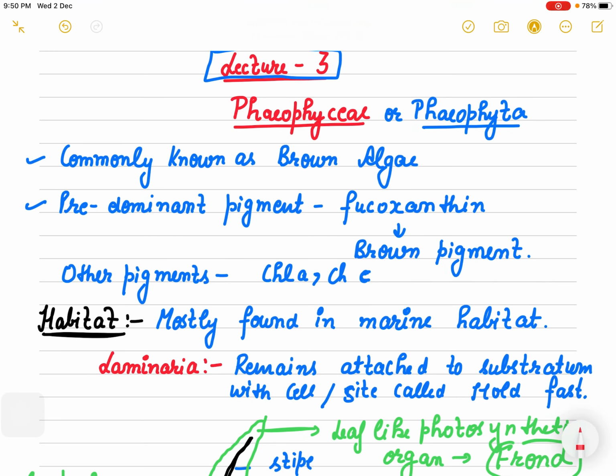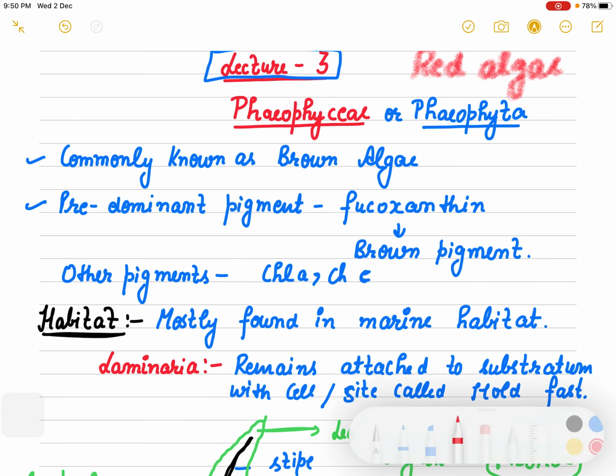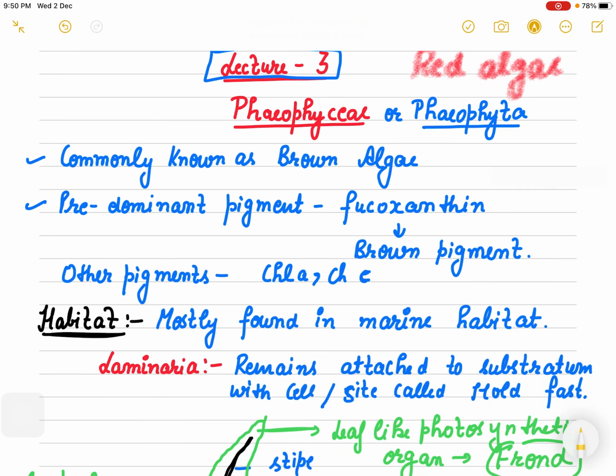We are on our third lecture, and today we are going to discuss two groups, as I told you yesterday also: red algae as well as brown algae. I'm going to take brown algae first with you. The brown algae group is known as Phaeophyceae or Phaeophyta, and commonly we call it brown algae.